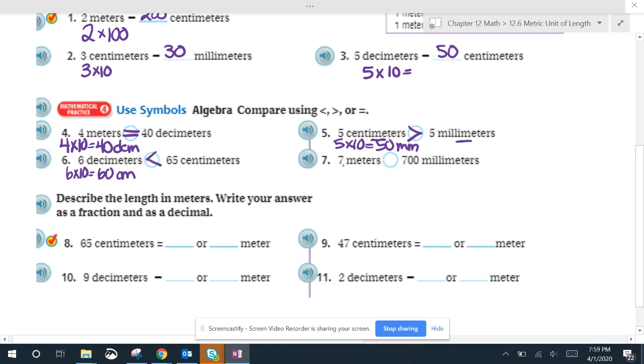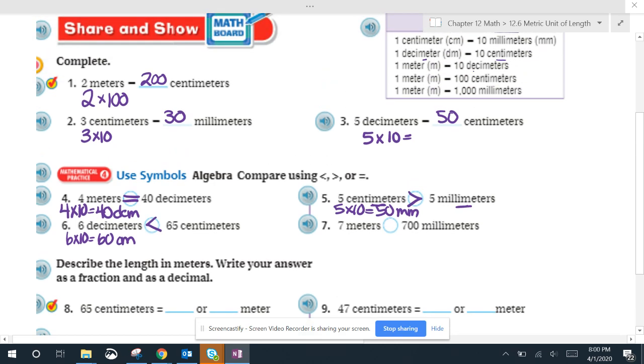Okay, number 7. I have 7 meters or 700 millimeters. Well, I know that meters are larger than millimeters. I'm going to convert those over. And there are 1,000 millimeters in 1 meter. So I'm going to take that 7 and multiply by 1,000, which is going to give me 7,000 millimeters. Well, 7,000 millimeters is greater than 700 millimeters. So I'm going to go ahead and say that one's greater.